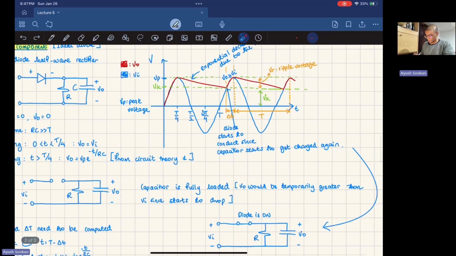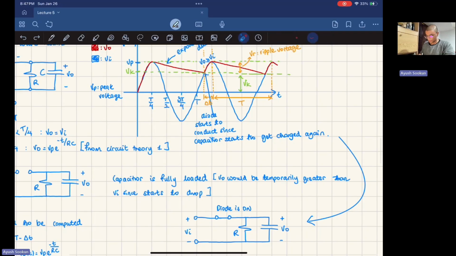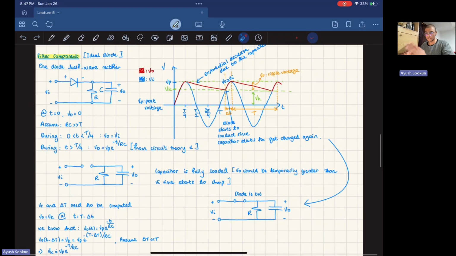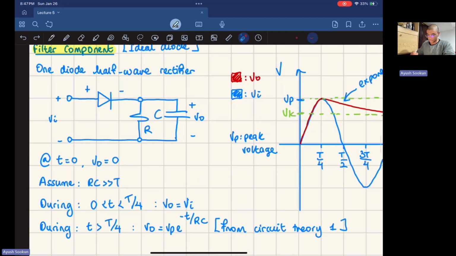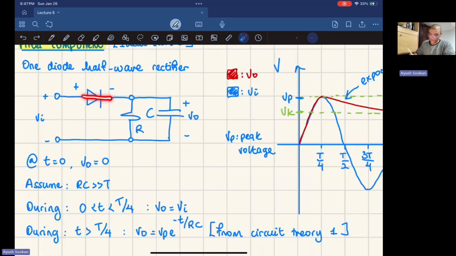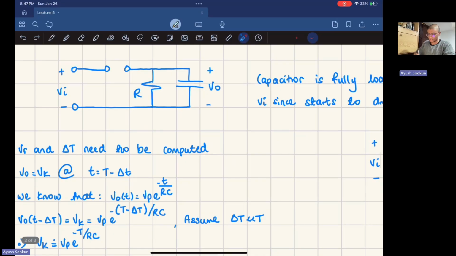Okay, what did I write right here? Capacitor is fully loaded. V0 would be temporarily greater than Vi since Vi starts to drop. So that's just what I just explained. What would happen is that before, when we were in this region and this was on, current was flowing in this direction. This voltage was increased due to the increase in the input voltage. When the output is bigger than the input voltage, this diode is off, so we're in this case.